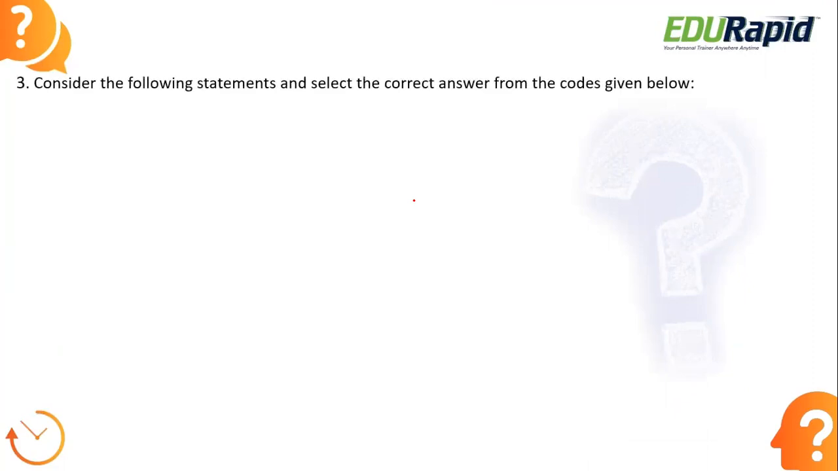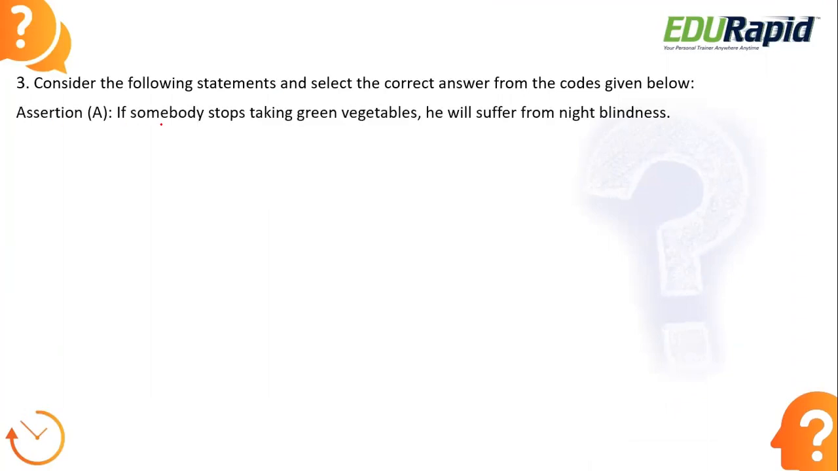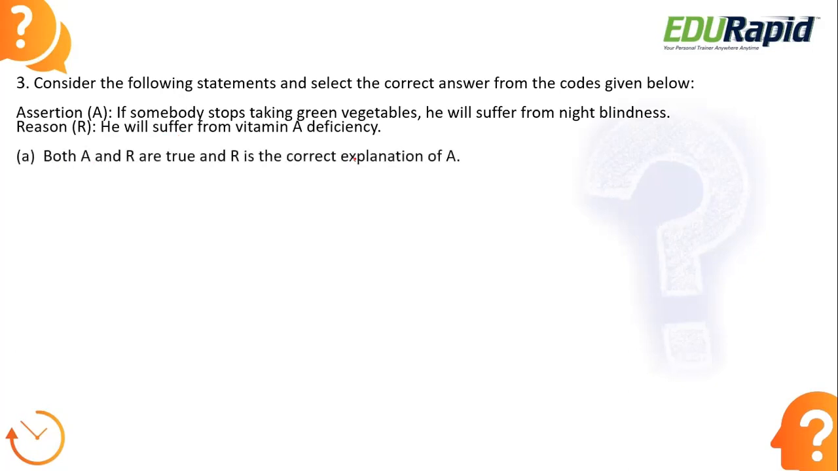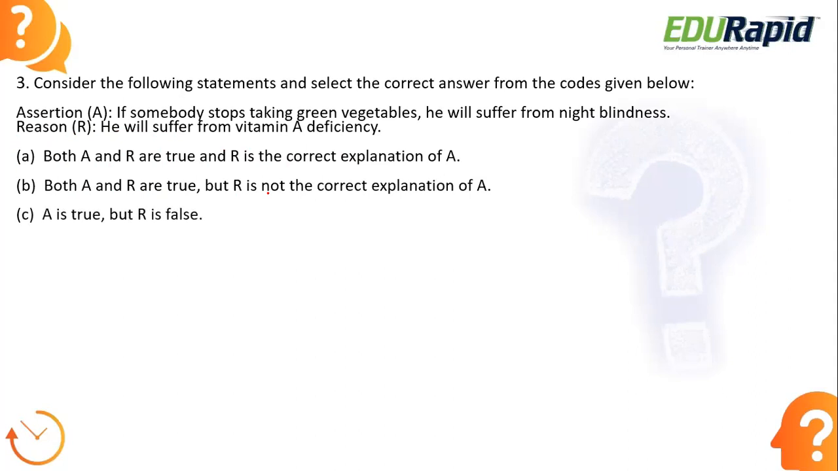Consider the following statements and select the correct answer from the codes given below. Assertion: if somebody stops taking green vegetables, he will suffer from night blindness. Reason: he will suffer from vitamin A deficiency. Option A, both A and R, that is assertion and reason, are true, and R is the correct explanation of A. Option B, both A and R are true, but R is not the correct explanation of A. Option C, A is true, but R is false. Option D, A is false, but R is true.